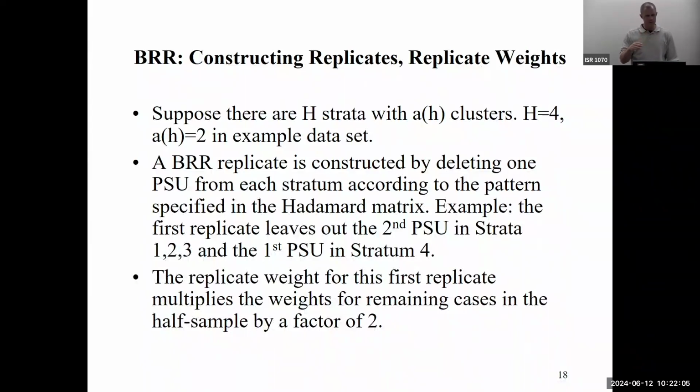So in our example here, that first replicate would leave out the second PSU in the first 3 strata and the first PSU in the 4th stratum, following that Hadamard matrix. And then for the cases that we keep in that half sample, we multiply their weights by a factor of 2 to account for the half of the sample that we just took out based on that first row of the Hadamard matrix. And then we repeat that for all the other half sample replicates that we need up to capital H. Okay? That's the way this works kind of algorithmically in the background.